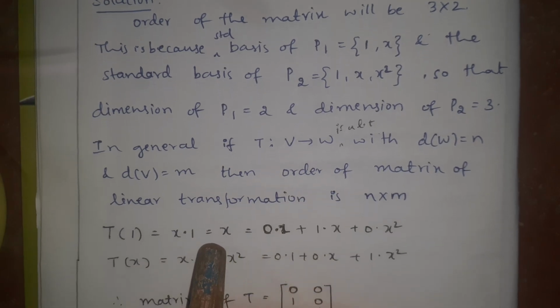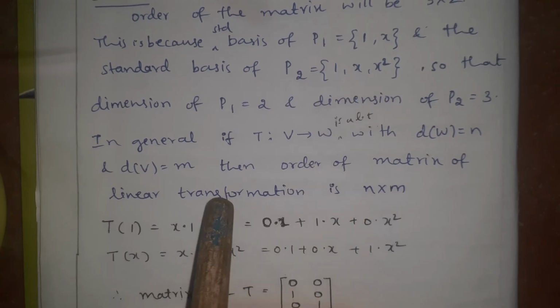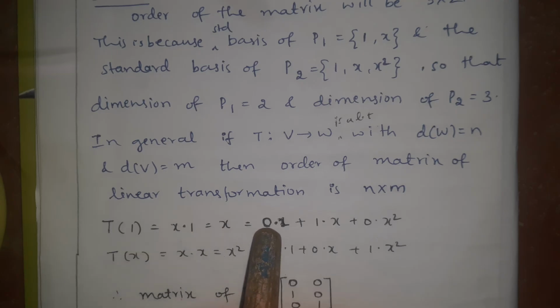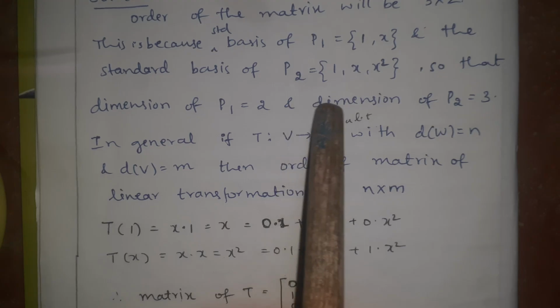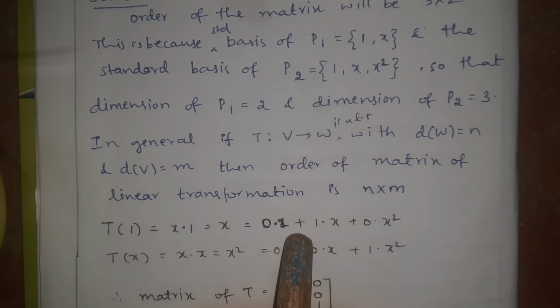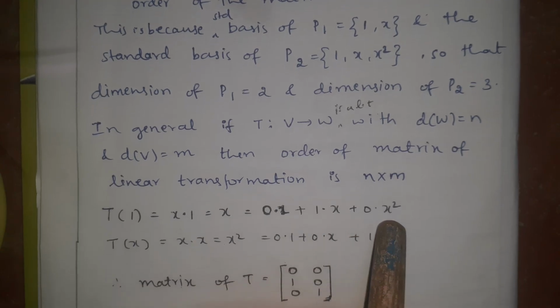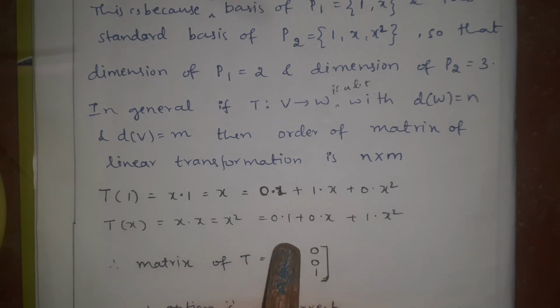Let us evaluate T of 1. The standard basis for P1 is 1, x. So T of 1 is x into P of x, where P of x is 1. So x into 1 you will get x. You have to write it as a linear combination of the basis vectors of P2, that is 1, x, x square. So this will be 0 into 1 plus 1 into x plus 0 into x square. So its coordinate vector is 0 1 0. So we write here in the first column the coordinate vector of T of 1, that is 0 1 0.